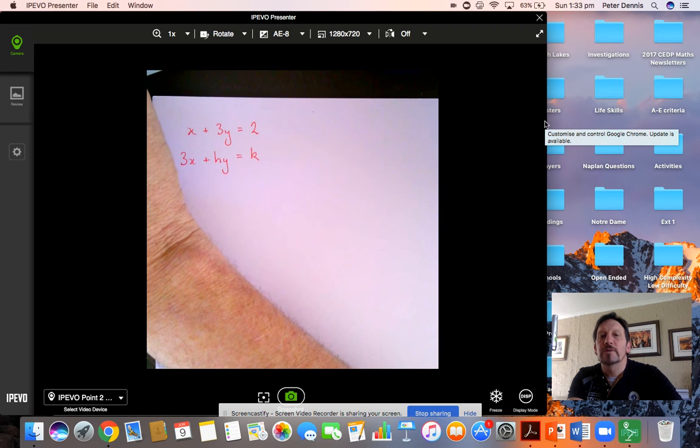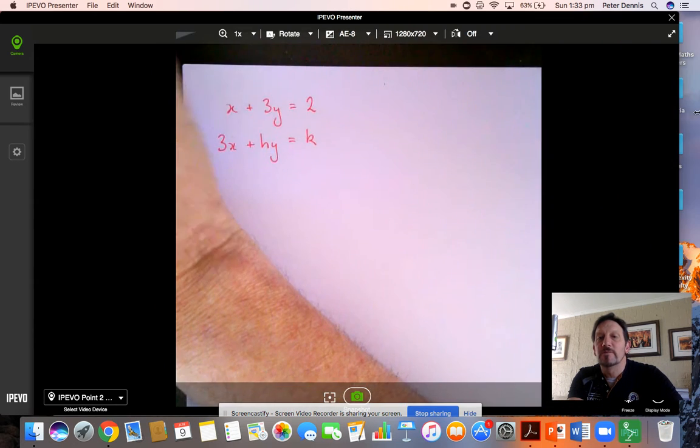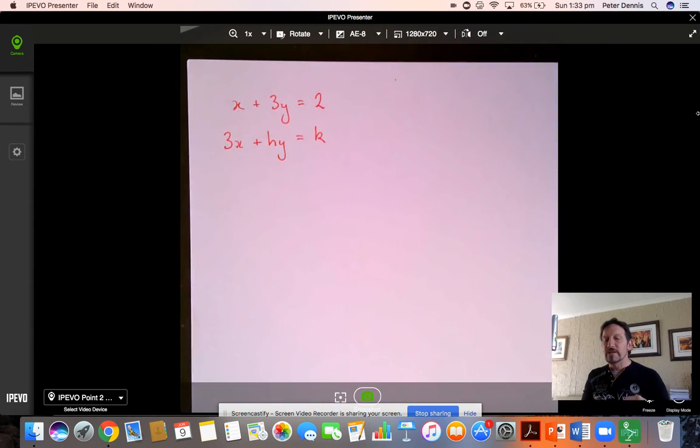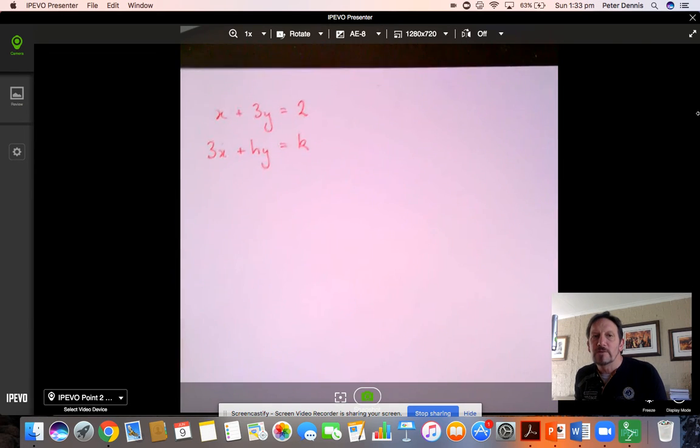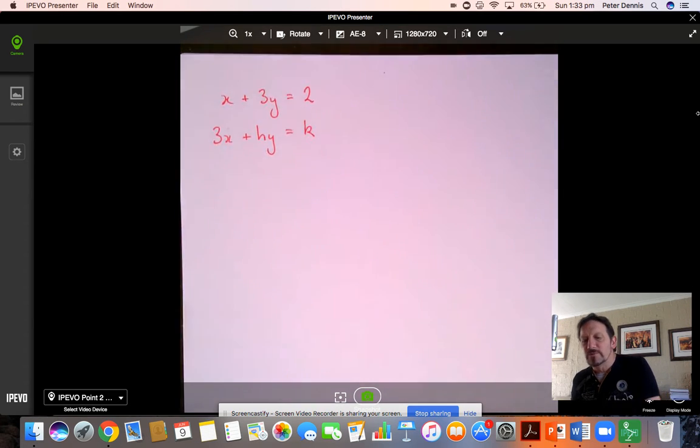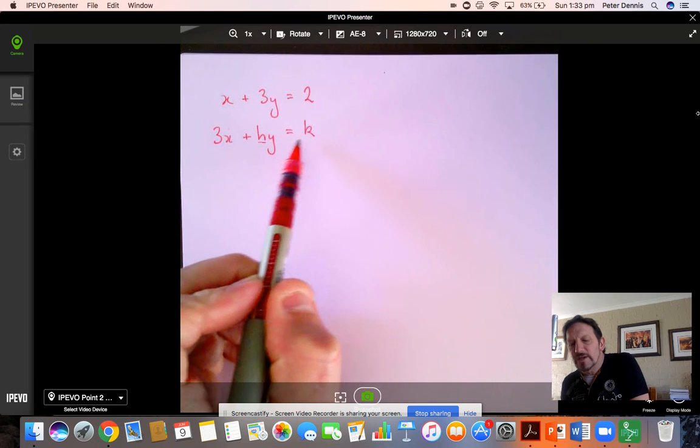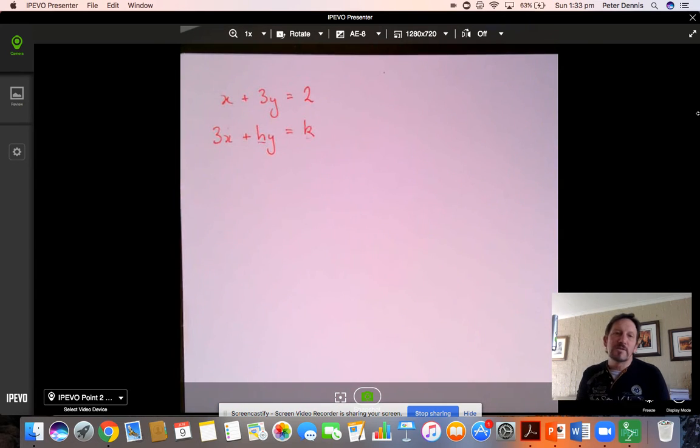Okay, so we're going to look at whether a system of equations has one solution, many solutions, or no solution. So we'll start off with something. What we're looking for is what values of h and k will give this one solution, many solutions, or no solutions. And we'll start off with a nice simple one.